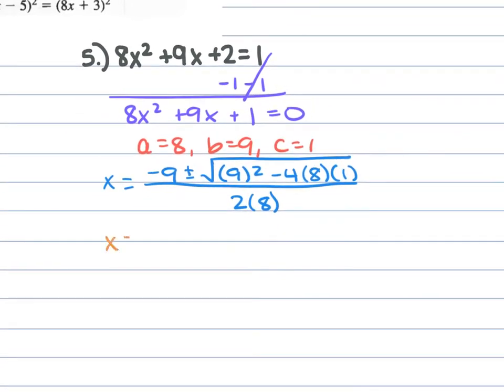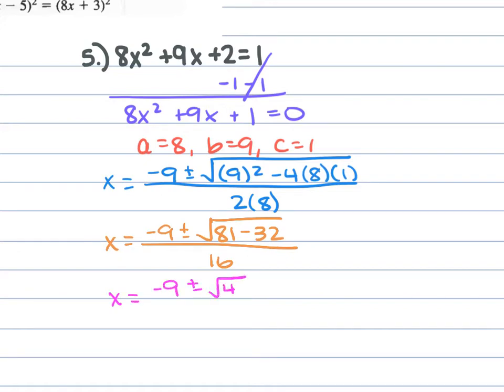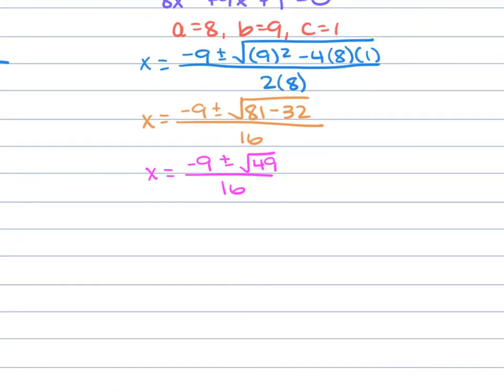So this is going to simplify to be x is equal to negative 9 plus or minus the square root of 81. The negative 4 times 8 is negative 32 all over 16. The 81 minus 32 is 49. So we're going to have x is equal to negative 9 plus or minus the square root of 49 over 16. That 49 simplifies to be 7, so we have x is equal to negative 9 plus or minus 7 all over 16.